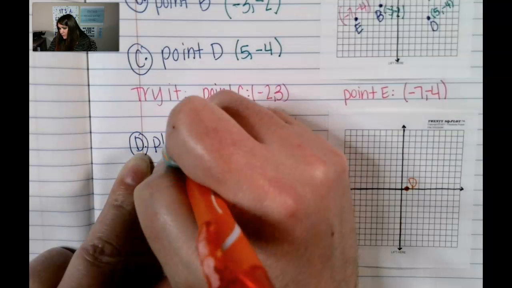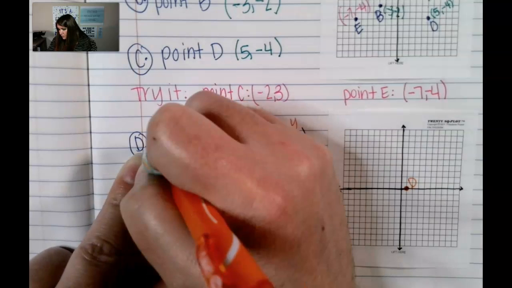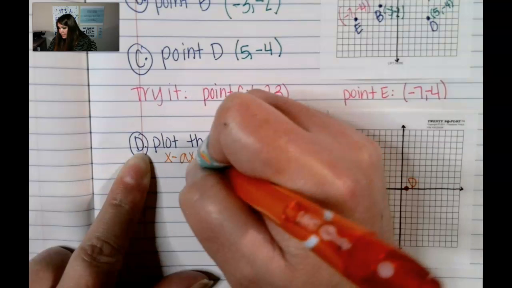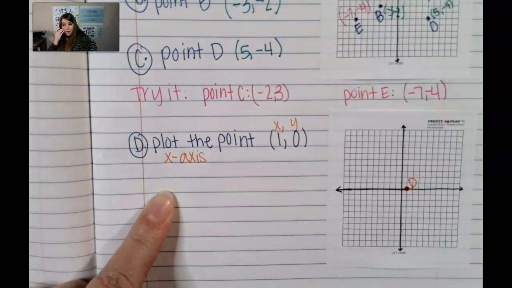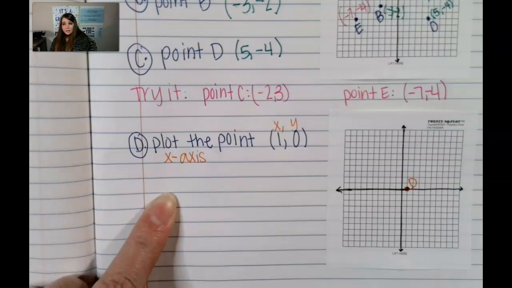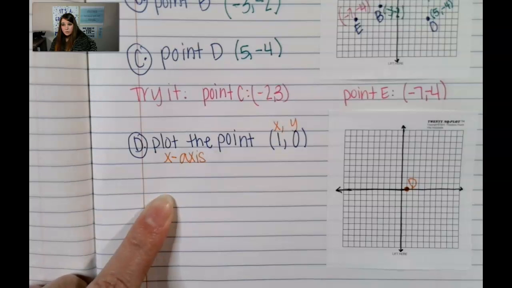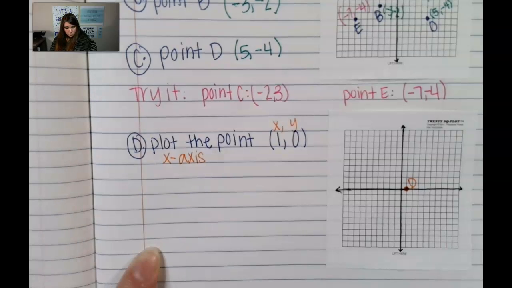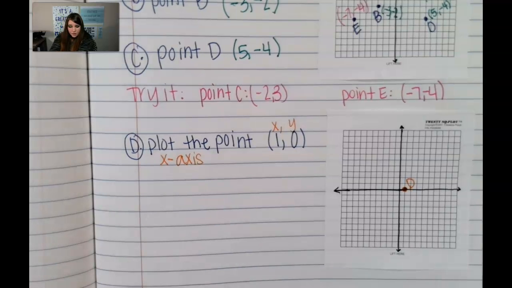And example D is on the x-axis. That's where it fell. It fell on the x-axis. Okay, now let's do another one.